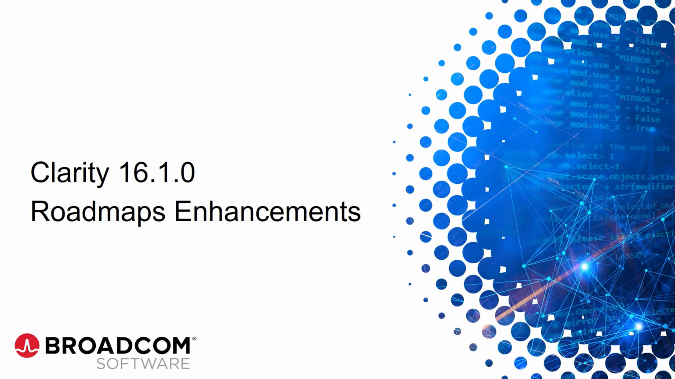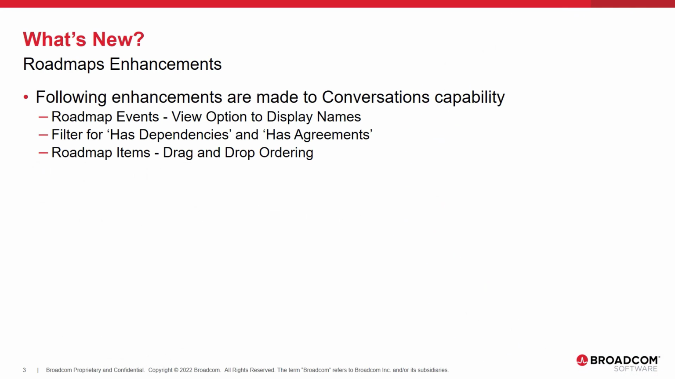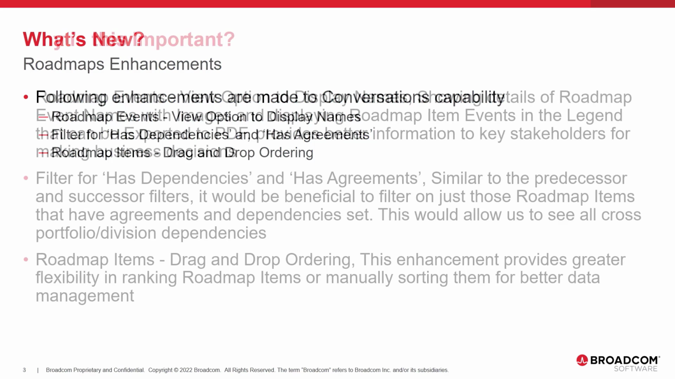In this session, we are going to cover the new functionalities added to Roadmaps capability. As part of this release, with respect to Clarity Roadmaps, we have added functionalities like displaying roadmap events, names and images, displaying roadmap item events in legend, ability to filter on has dependencies and has agreements attributes, and drag and drop ordering on roadmap items.